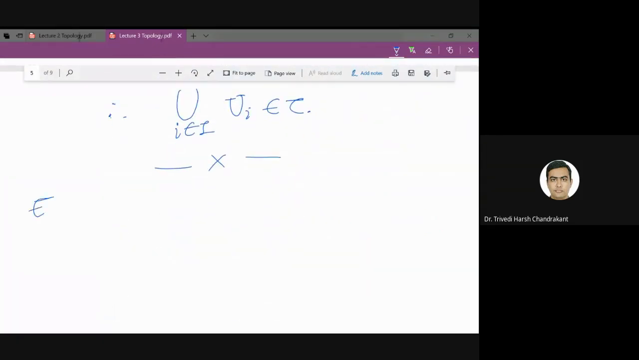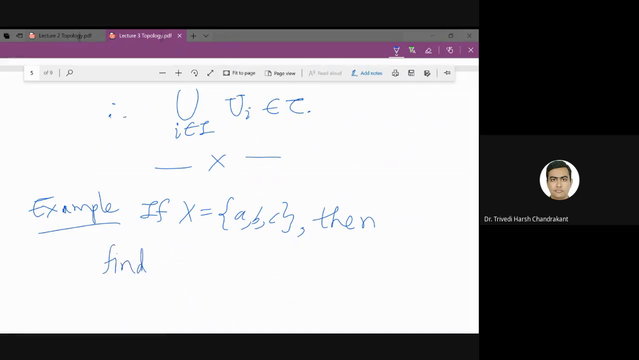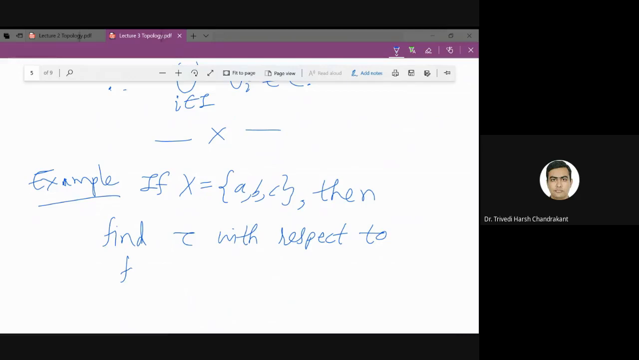So, example. If X is equal to the set of three elements A, B and C, then find tau with respect to the finite complement topology.